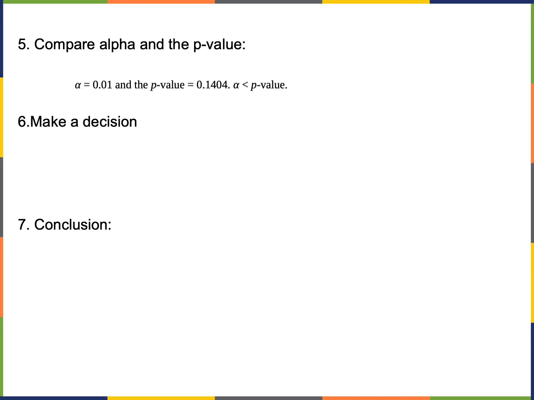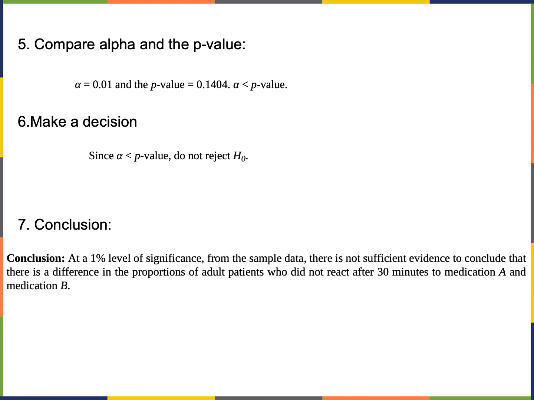Let's compare alpha and the p-value, of course. It was a 1% level of significance. The p-value was 0.1404, so the p-value is greater than alpha, right? So we do not reject the null hypothesis, or we fail to reject it. We can say that at the 1% level of significance, there is not sufficient evidence to conclude that there's a difference in the proportion of adult patients who did not react 30 minutes after taking medication A and B.